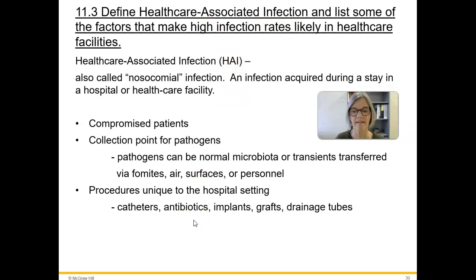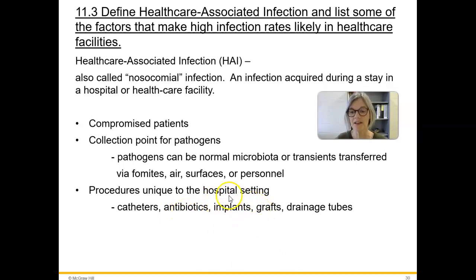And finally, there's a lot of procedures that are unique to a hospital or healthcare setting. People have indwelling catheters, and there's actually rules and regulations about how long you leave a catheter in the patient, because the longer it's there, the more likely you'll get a contaminated catheter and a resulting infection. Lots of patients are on antibiotics, so the use of antibiotics. We talked a little bit about superinfections, where patients can get an infection on top of an infection. Sometimes that's a result of antibiotic use.